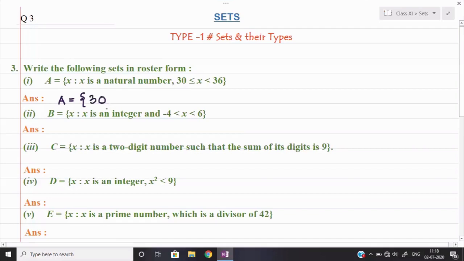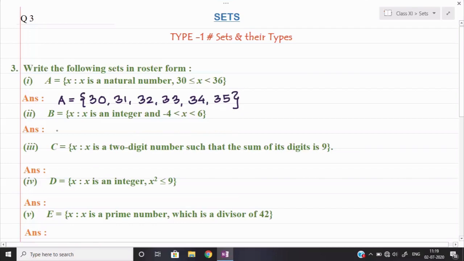Okay, see the difference of the symbol. Here the symbol is more than or equal to, but here it is less than. So 30, then the second one is 31, then 32, 33, okay, 34 and then 35. 36, why will it not come? Because the value should be less than 36. They did not say less than or equal to 36. So we shall take the values up till 35 only.